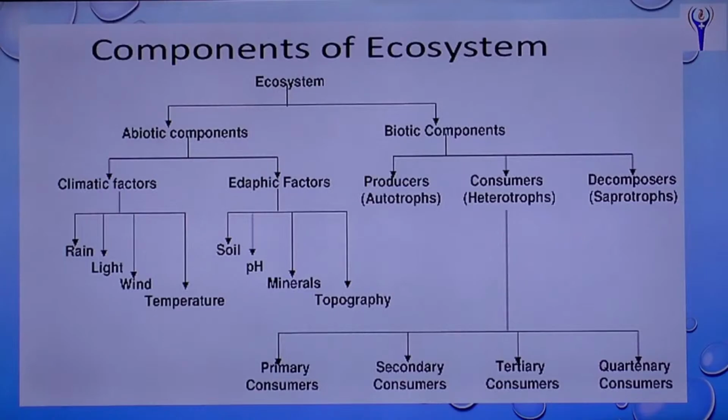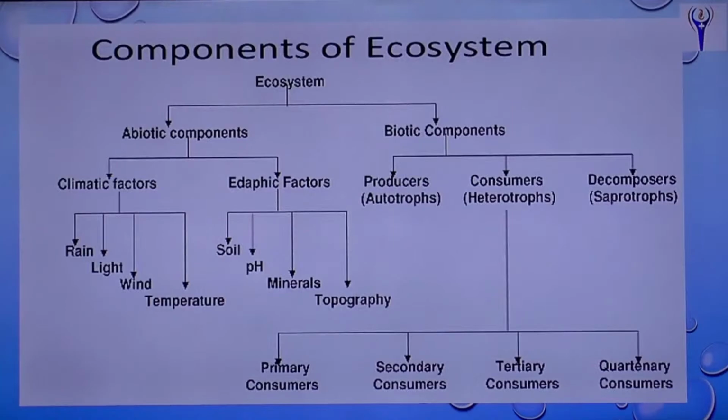Okay, producers, all green plants we call them as producers, and consumers means the animals which depend directly or indirectly on plants for food, known as consumers or otherwise known as heterotrophs. Decomposers are called saprophytes or mineralizers because they depend on dead and decaying matter. And consumers are of four types: primary, secondary, tertiary and quaternary consumers.